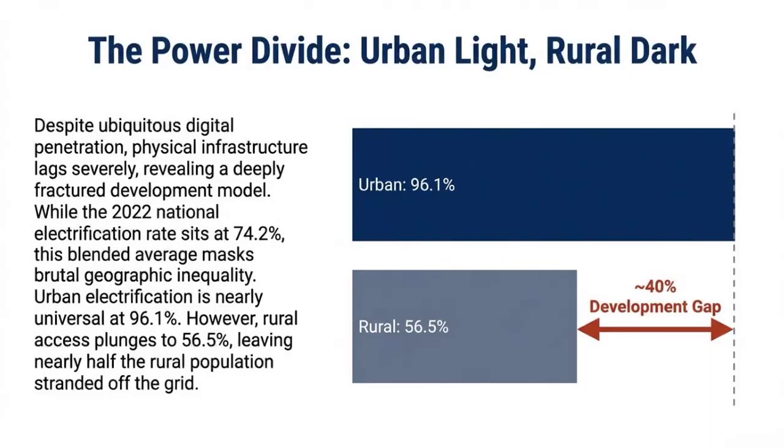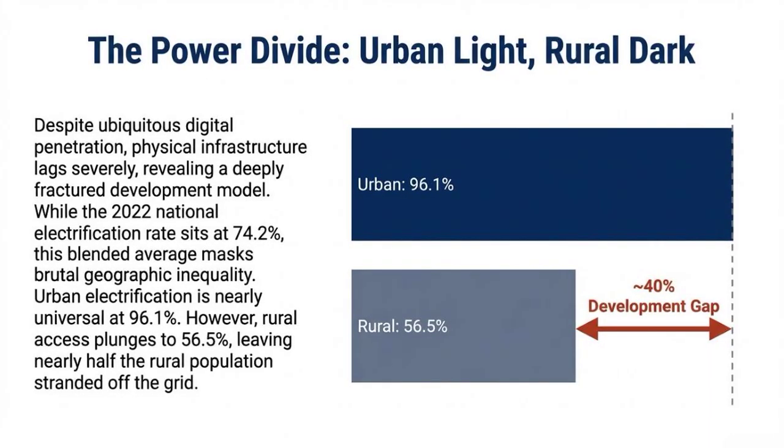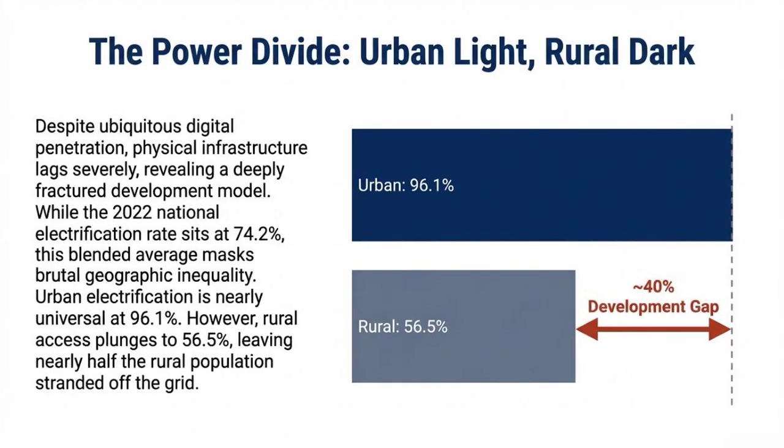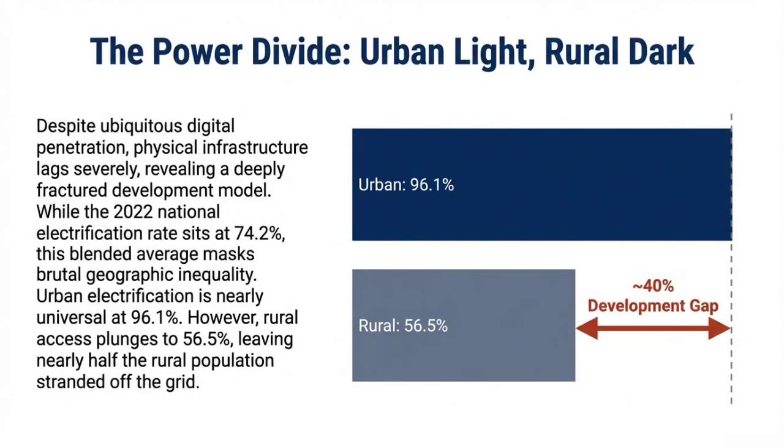Exactly. You pay a premium. You are paying vastly more per kilowatt hour than an urban resident on the municipal grid. Wow. So the infrastructure literally forces a poverty penalty on the rural user. It absolutely does. But electricity is really only the first layer of this physical infrastructure failure.